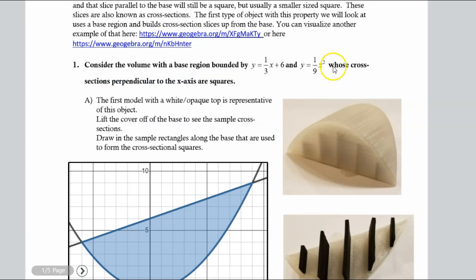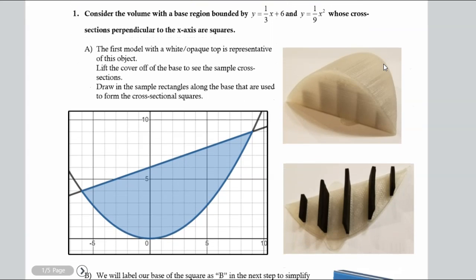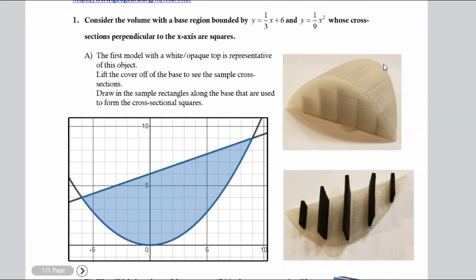So the first one we're going to look at is this one from your kit. The base region is bounded by these two equations. y is 1/3 x plus 6, which is this top line that's right here in the graph, and y is 1/9 x squared, which is this bottom line in the graph right there. And the cross sections that we're going to build are perpendicular to the x-axis, and they are squares.